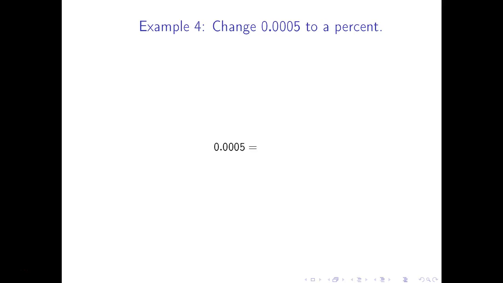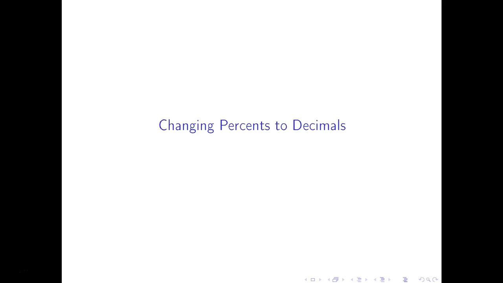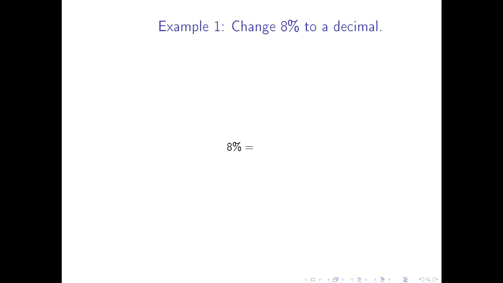So with that in mind, can you change 0.0005 to a percent? Pause the video and do that. Okay, moved it 2 spots to the right, you should have gotten 0.05%. Really small, but it has some importance, actually, that value. Okay, now we've done decimals to percents. Can we go the other way? Let's start with percents and move back to decimals.